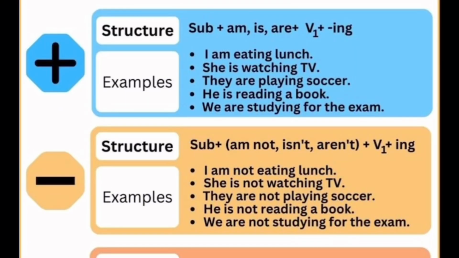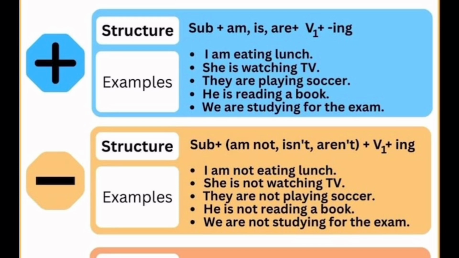The structure for the positive, you will have your subject, either of the am, is, or are, depending on your subject. Then with your V1 verb plus ing. I am eating lunch. She is watching TV. They are playing soccer. It can't be they is playing soccer. No, he is reading a book. We are studying for the exam.